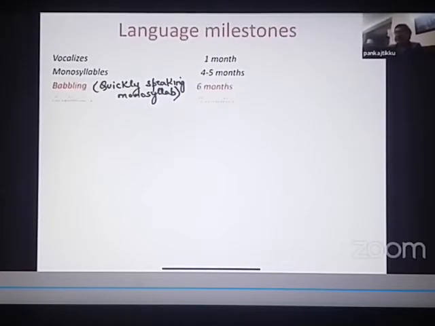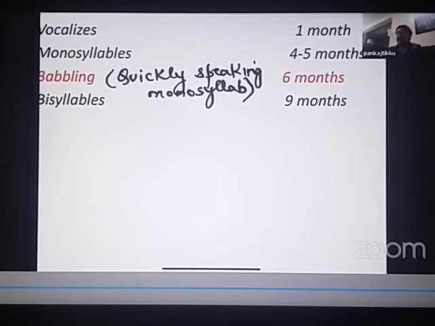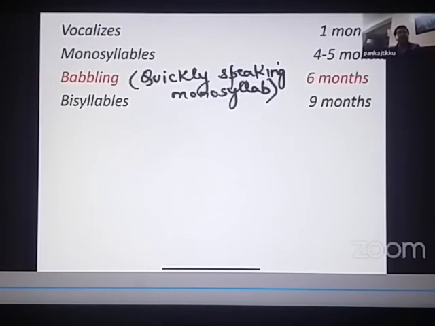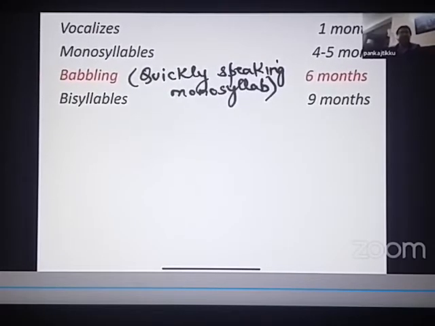When does he start combining these monosyllables together? Ma, ma, ba, ba, da, da. So now it's combining these monosyllables together. This is known as bisyllables. So when does the child start speaking bisyllables? The child starts speaking bisyllables at the age of 9 months.